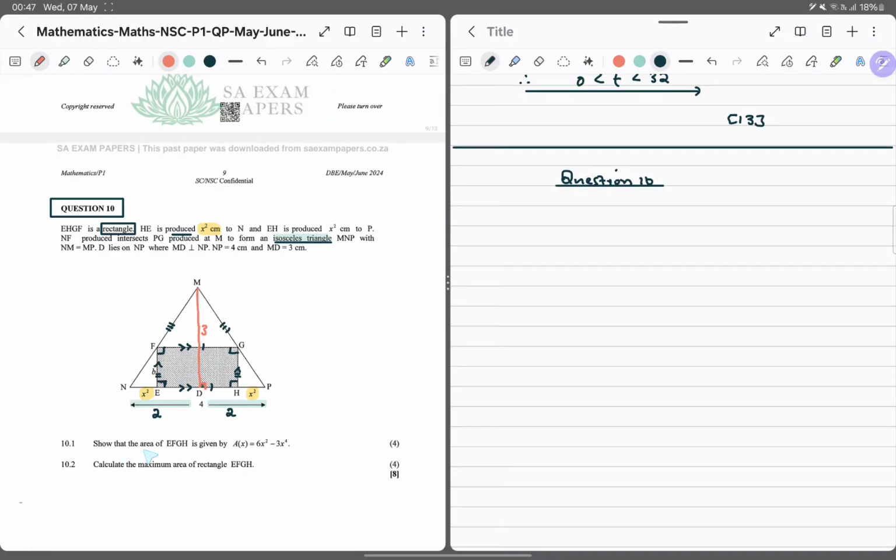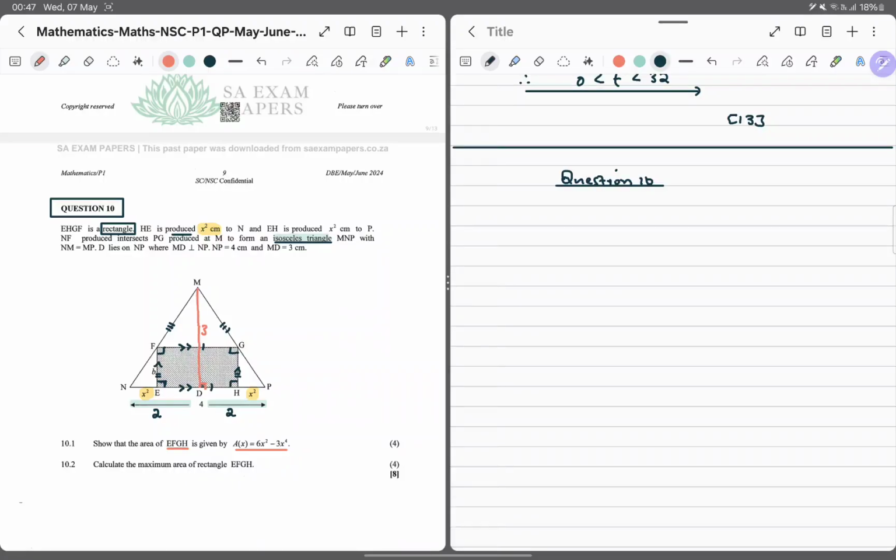First and foremost, we are to show the area of EFGH, which is our rectangle that we were introduced to. See how they changed the story so that it looks as if it's different. We were told this is EHGF, now it's EFGH. In case you miss it, you are dead. It's given by the area A of x is equal to 6x squared minus 3x to the exponent 4. Okay, we are happy with this one.